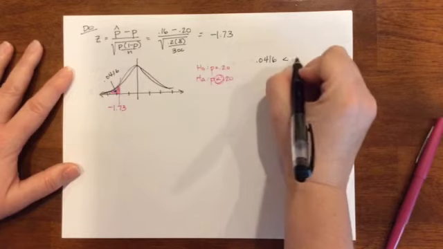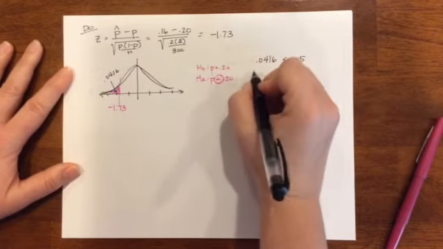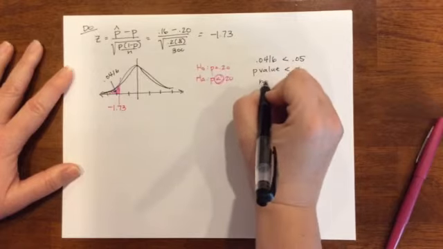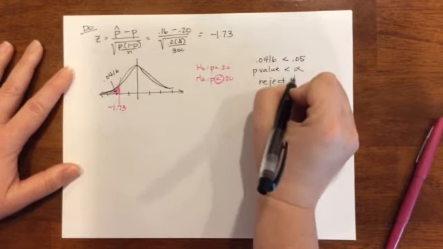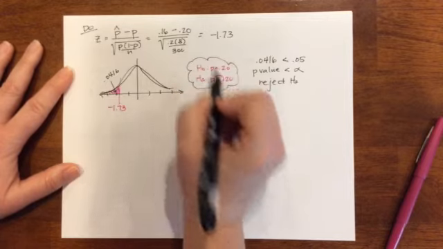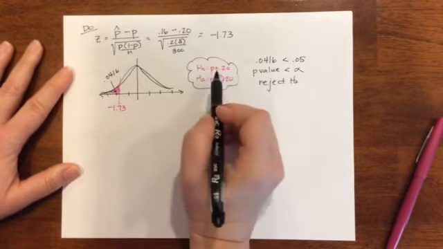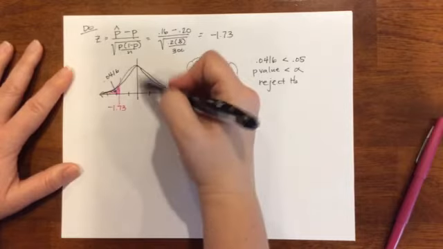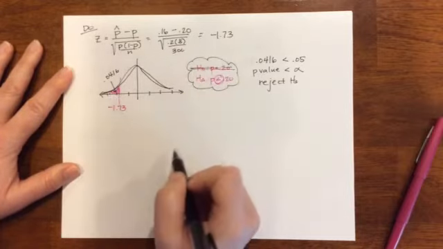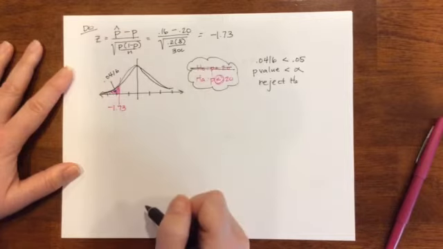0.0416 is less than that standard we set of 5%. So the p-value is less than alpha. So we say reject H0. Remember, this is in your state part. But remember that the H0 is that the parameter is 20%. But you're saying that this is so unlikely to occur that that can't be the parameter. So the alternative must be true.